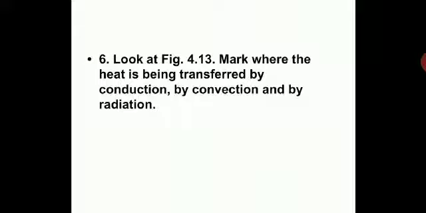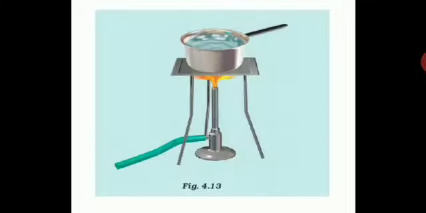Then look at the following figure 4.13 in your textbook, textual question, and mark where the heat is being transferred by conduction, convection and radiation. So here you have a diagram where all three processes take place. You have to draw this diagram, not the one on this slide, the next slide is where you will see the answer. You have to mark where conduction, convection and radiation take place.